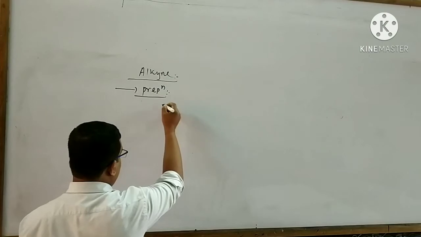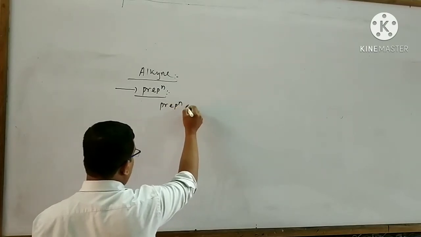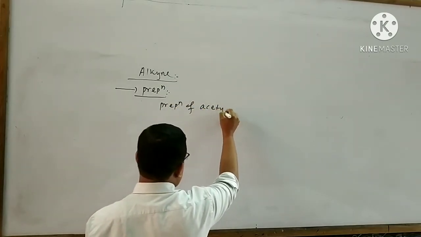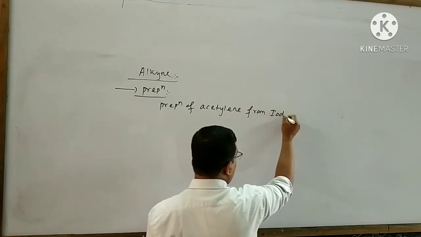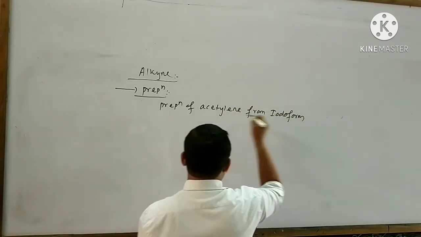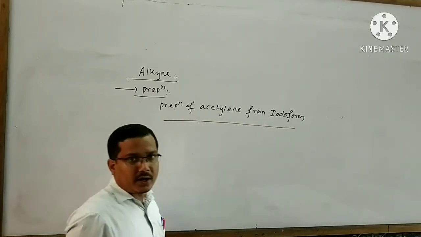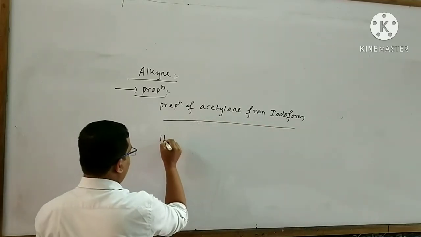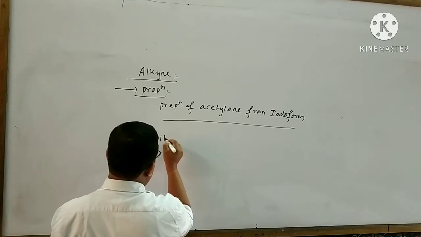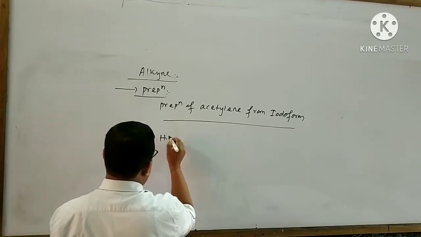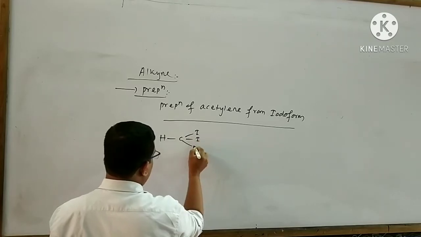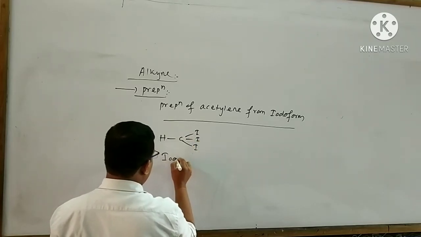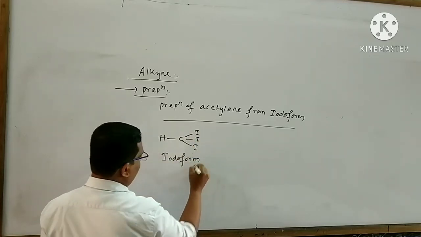Next I will explain about the preparation of acetylene from iodoform. The formula of iodoform is CHI3. I can draw the structure like this. This is said to be iodoform.